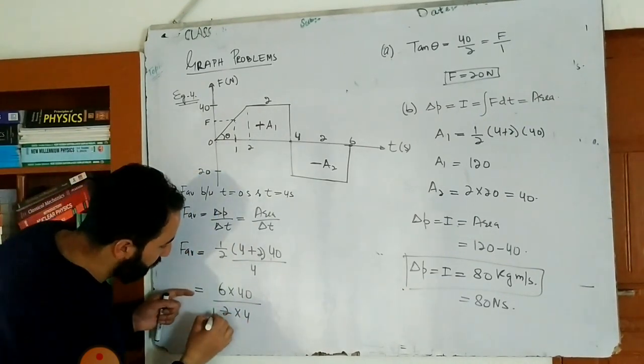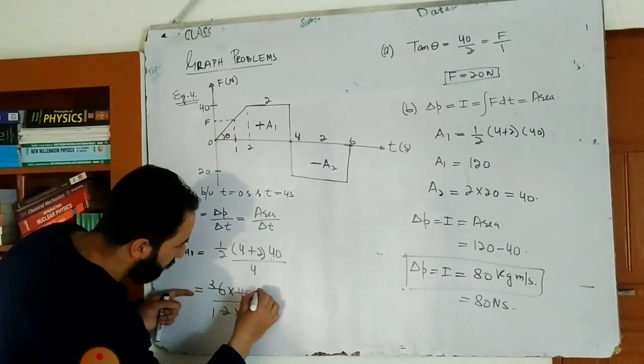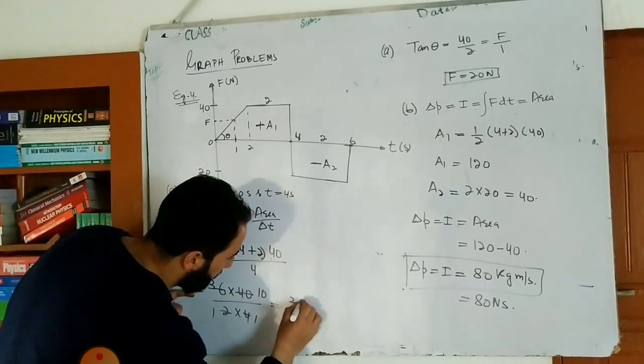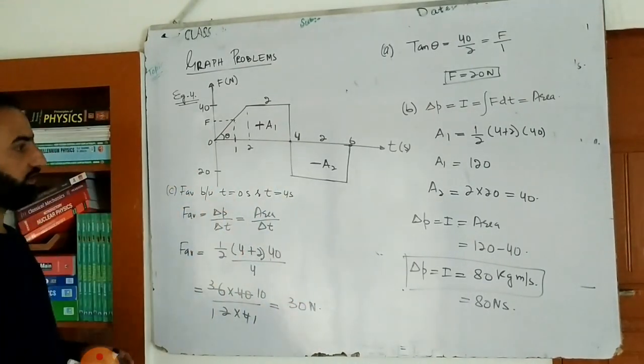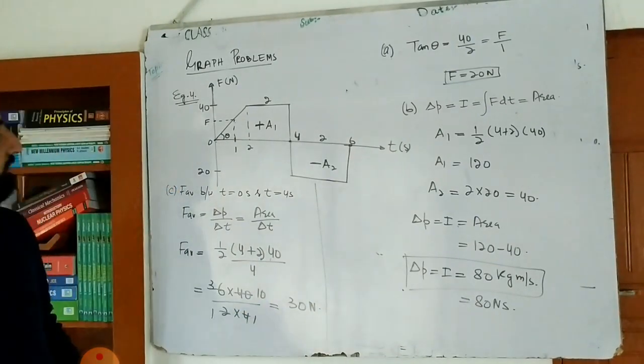So 2 ones are 2, 2 threes are 6, 4 ones are 4, 4 tens are 40, 10 into 3 that's equal to 30 Newton. Answer is 30 Newton.